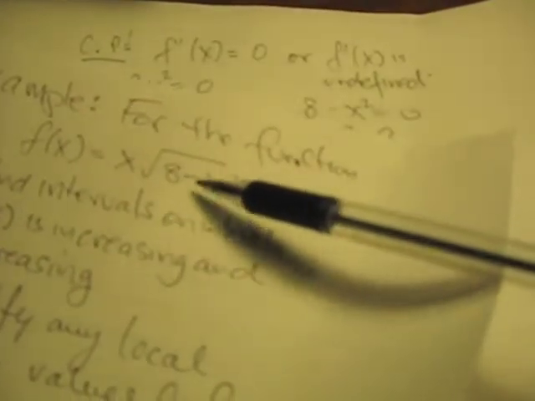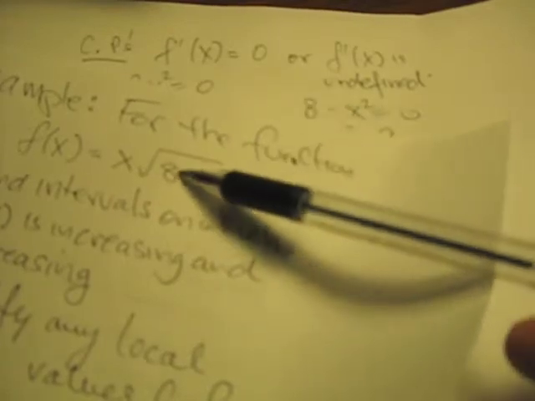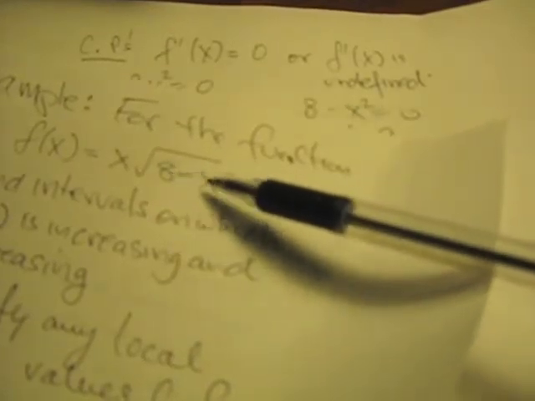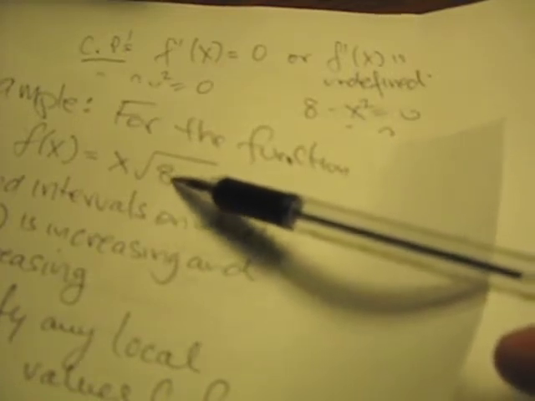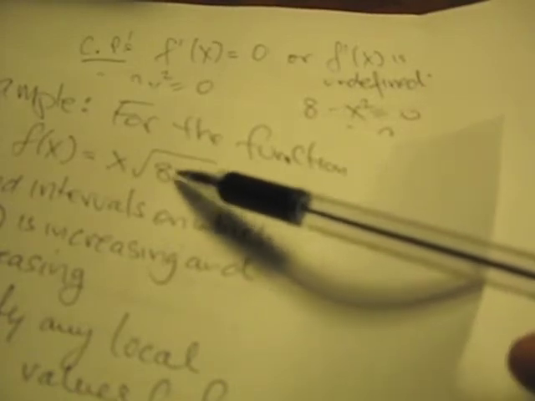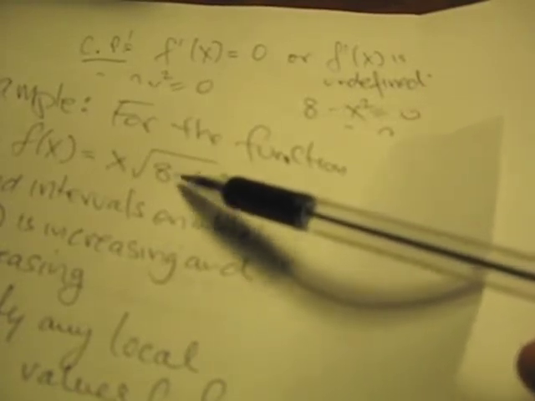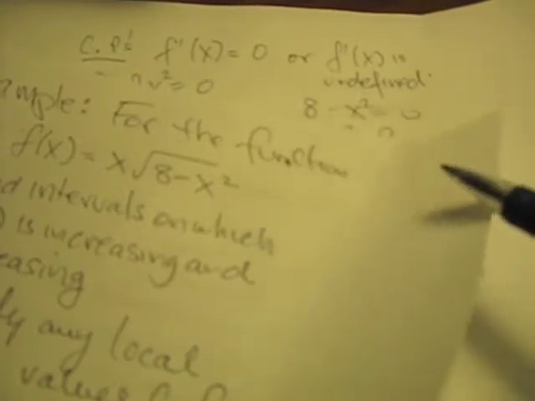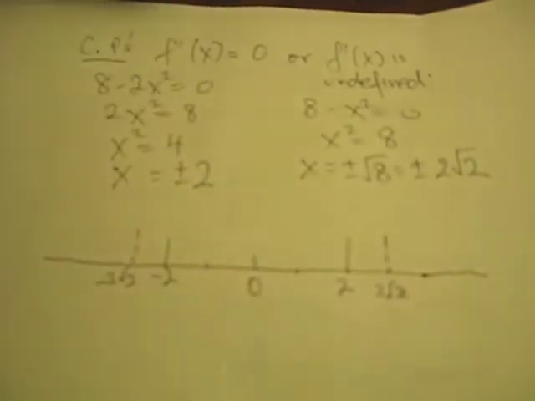Alright, if you look at the function here, f(x) = x times the square root of 8 minus x squared. Notice that this has got to be positive, so for the domain, this has got to be greater than or equal to 0. We always need to remember that we have this restriction on the domain here, that 8 minus x squared must always be greater than or equal to 0.